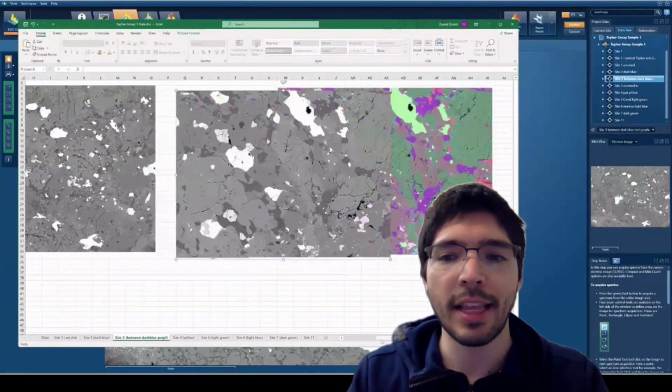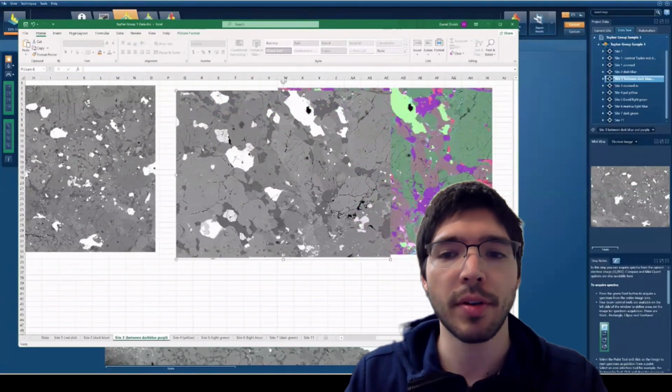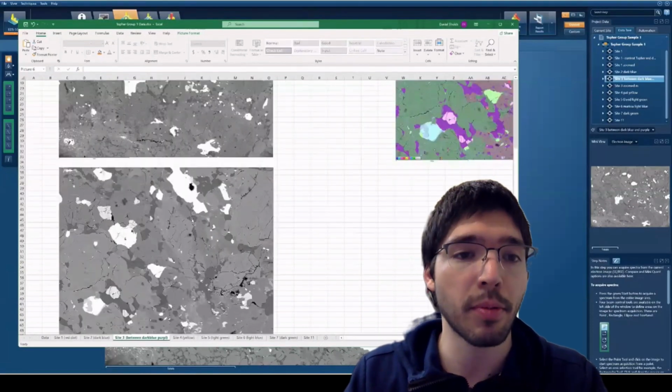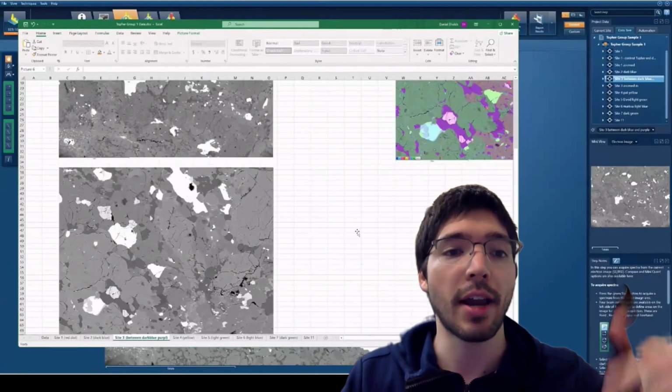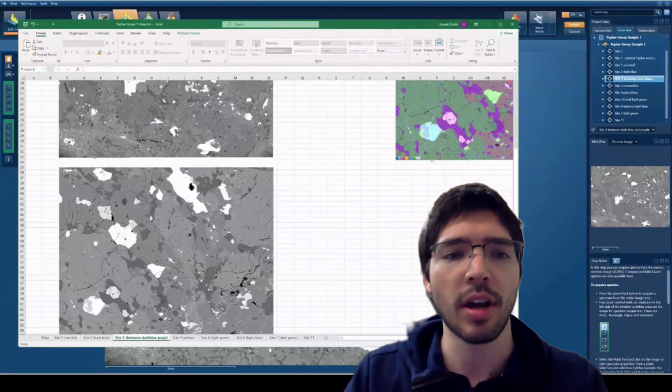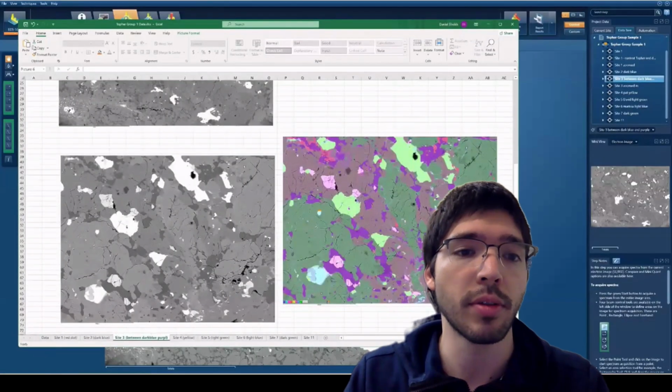So it depends on the technique you use, but I try to focus on using atomic percent and looking at the cation totals more than oxide weight percent, which is typically done with the electron microprobe.